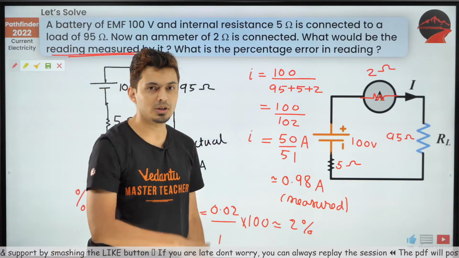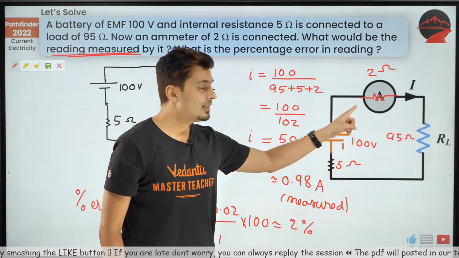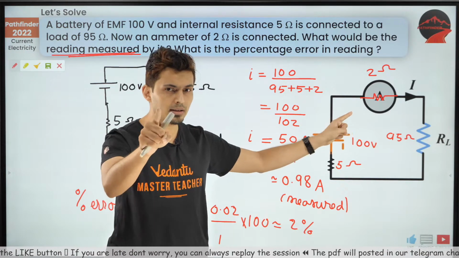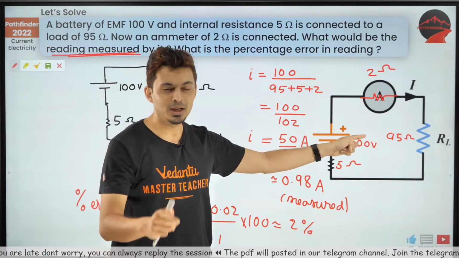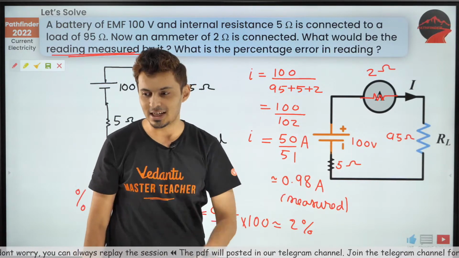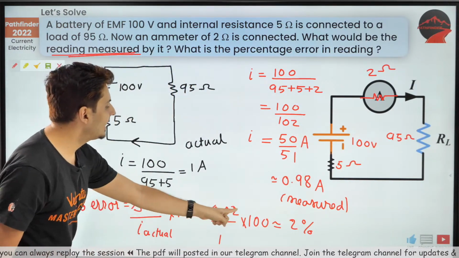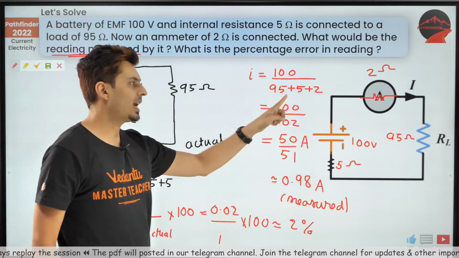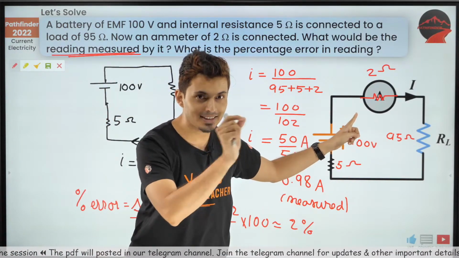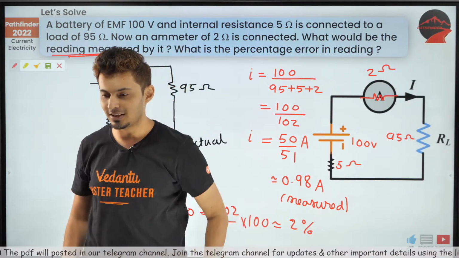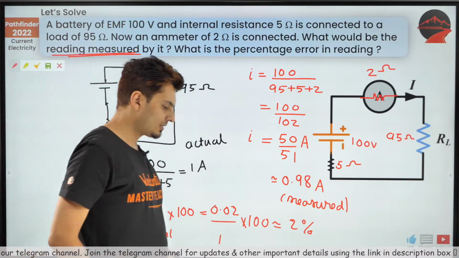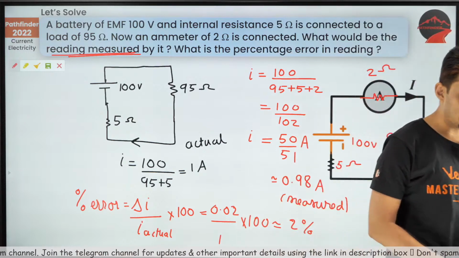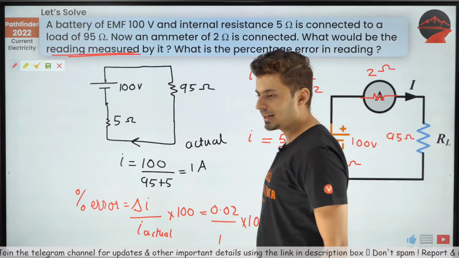Now, I put forward a question to you. This clearly tells me, if I want less error in my reading, my ammeter should be such that, type your answers in the chat box. What do you guys say? Come on. Think about it quickly. I'm waiting for all your answers, guys.